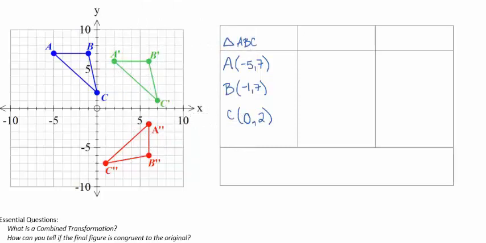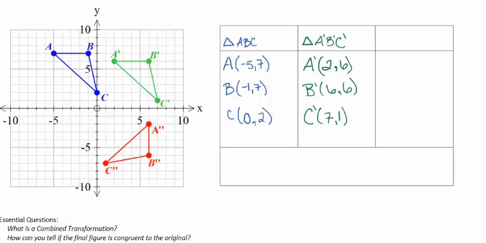I'm just going to continue to organize my data, and I'm going to list the coordinates for our first image, which is A prime, B prime, C prime. And the coordinates for A prime are over 2, up 6. So this is 2, 6. B prime is 6, 6. And C prime, which is 7, 1.